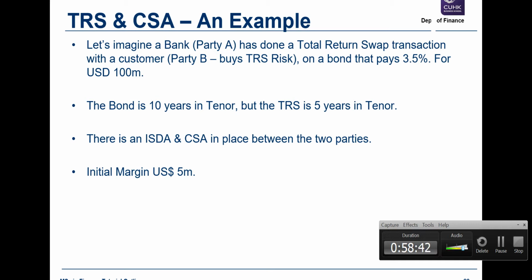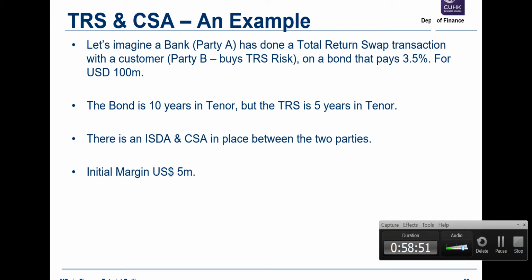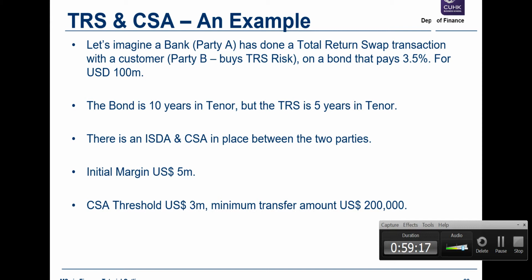We didn't really discuss this, so we kind of assumed that the initial margin was 0. When a customer is trading with a bank, more often than not, when we say initial margin, it is the customer paying the bank. If you have not noticed yet, a lot of the time when Ryan speaks, he mostly speaks from the bank's point of view. Okay, maybe you already have noticed. Now, let's say there's a threshold of 3 million, and there's a minimum transfer amount of 200,000.